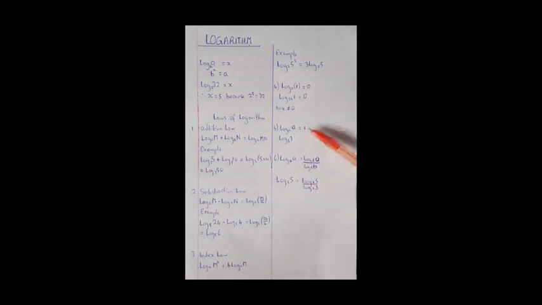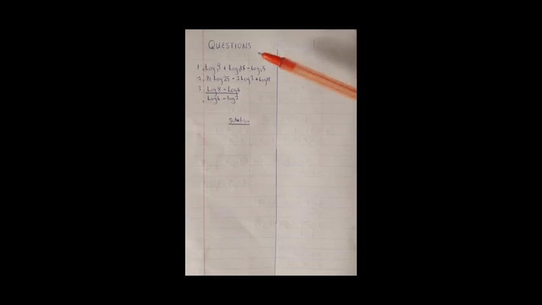Let's see how we can apply these laws in solving questions under logarithm. So we have these three questions. First one says log 9 base 3 plus log 15 base 3 minus log 5 base 3. Second one, half log 25 minus 2 log 3 plus log 18. And the third one, log 8 minus log 4 divided by log 4 minus log 2. If there is one thing you should notice in these three questions, it is that they all have the same base. So let's see how we can solve all of them.